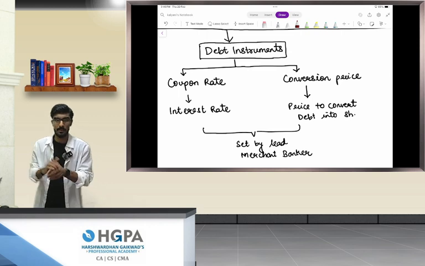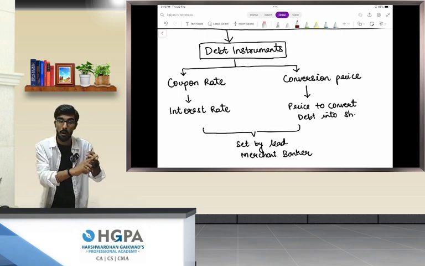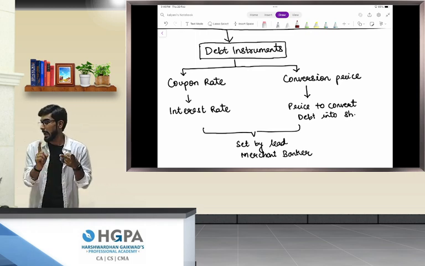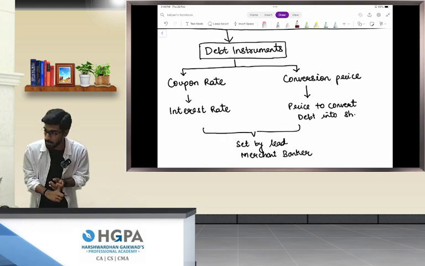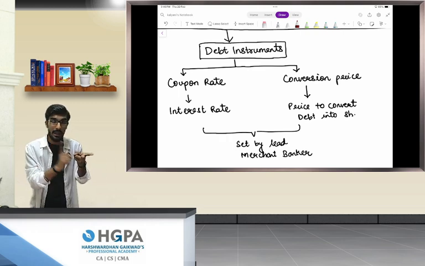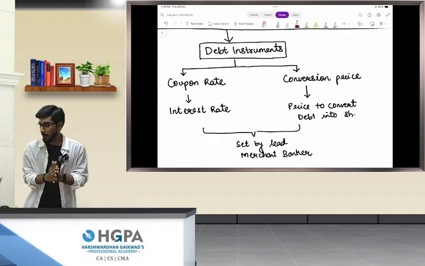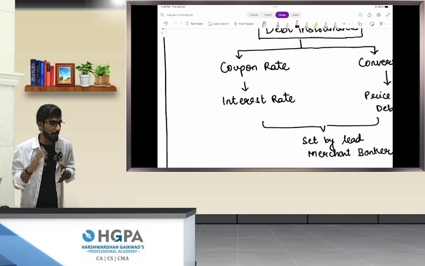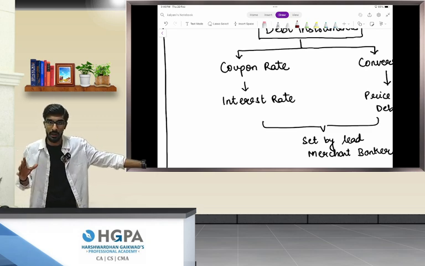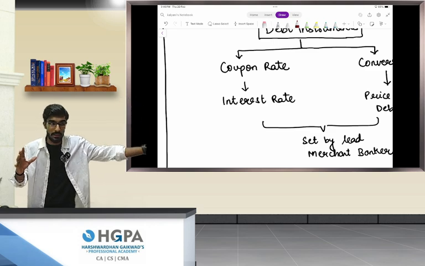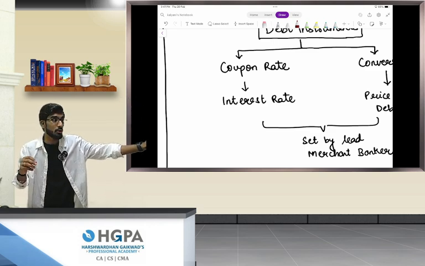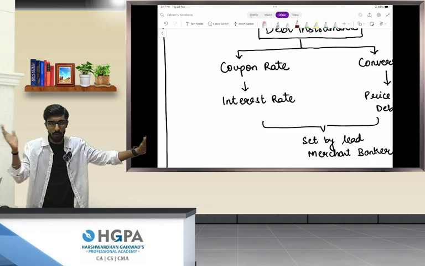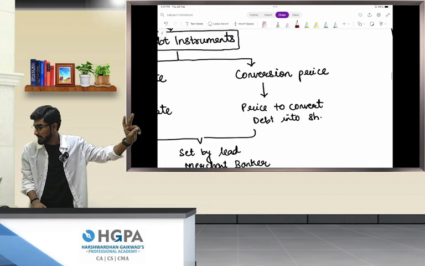Debt instruments means, as I told you, convertible bonds, convertible loans, convertible warrants. Over here, coupon rate and conversion price are mentioned. Coupon rate means interest rate. If HDFC Bank is giving a loan to Lenskart, Lenskart has to pay annual or half yearly interest to the bank, correct? We all know this.